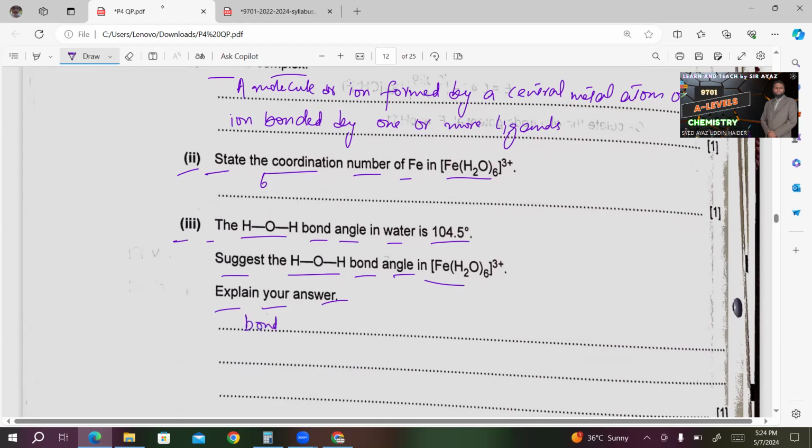Bond angle is 106 to 108 because lone pair from O is used in making bond.